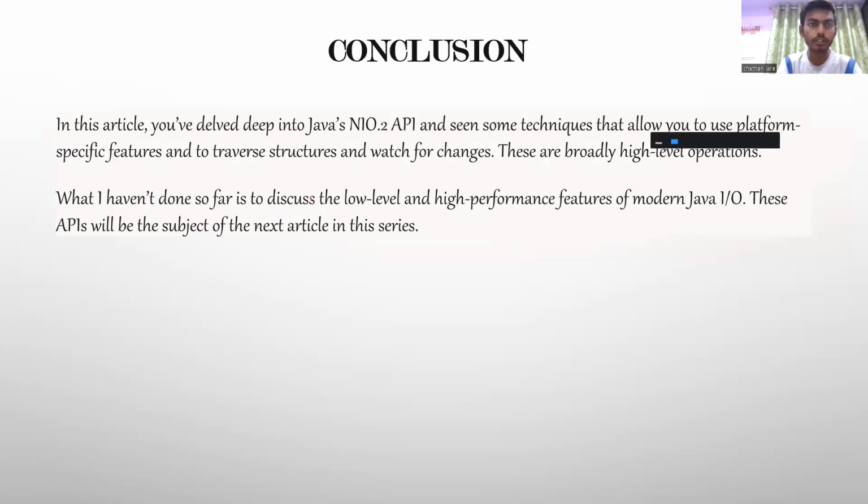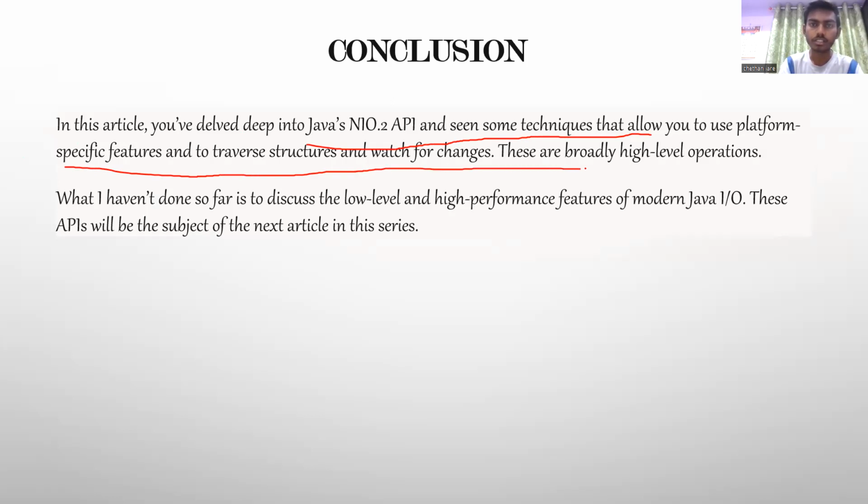In this article, you have delved deeper into the Java NIO.2 API and some techniques that allow you to use platform-specific features, traverse file structures and watch for changes. They are broadly high-level operations. What I have done so far is to discuss the low-level and high-level performance features in modern Java input and output. These APIs will be the subject of the next article in the series.